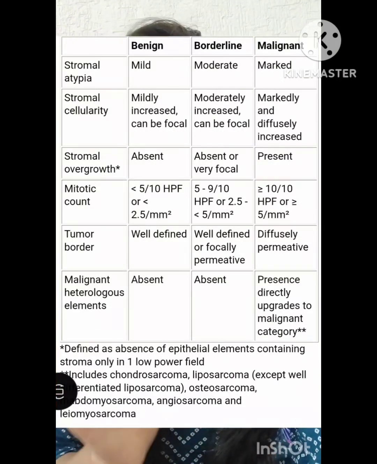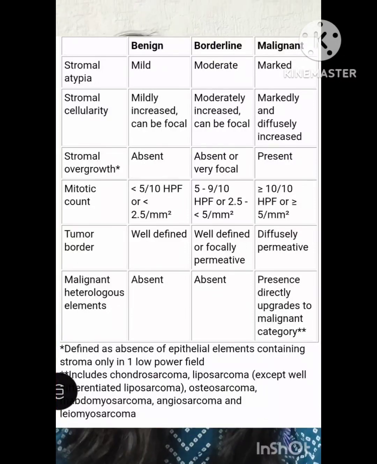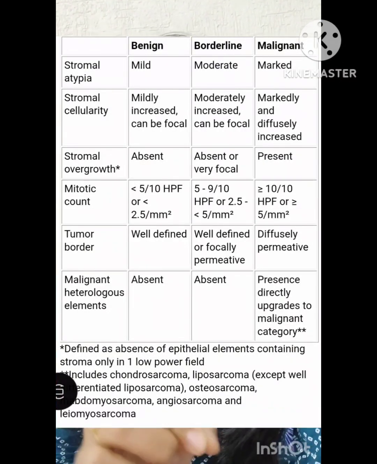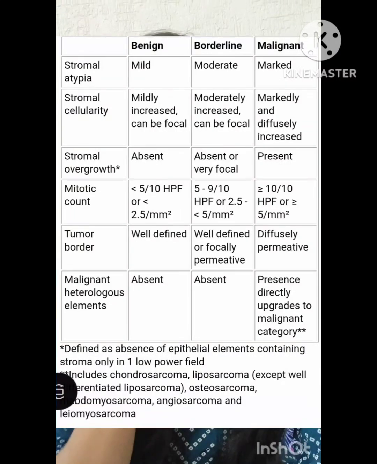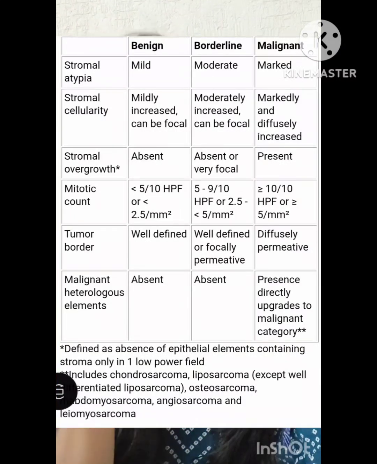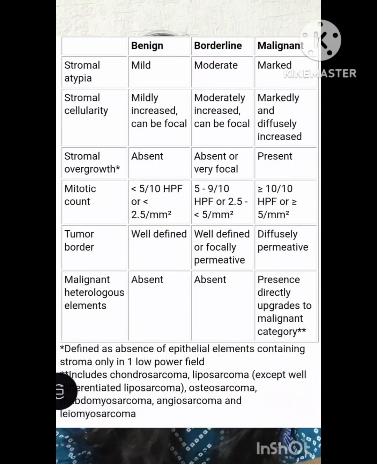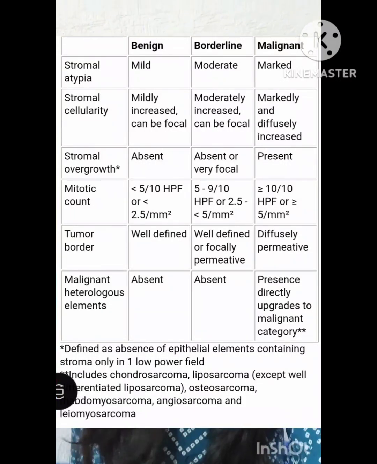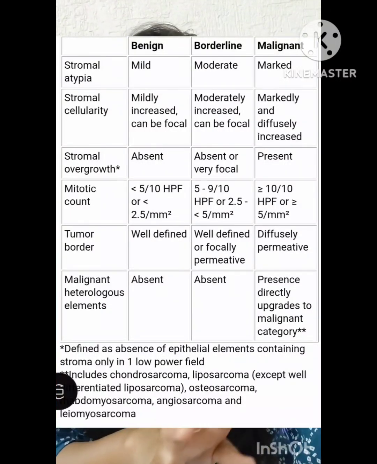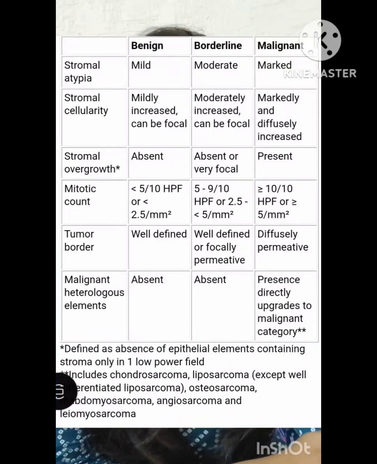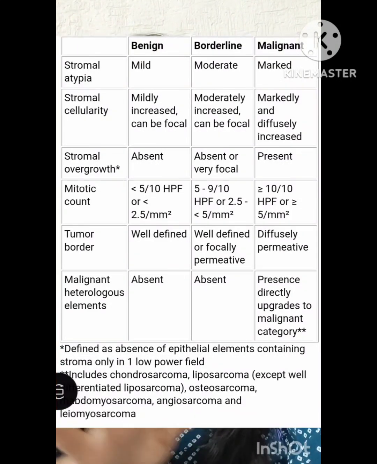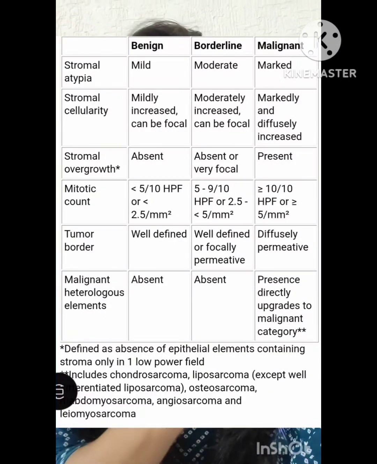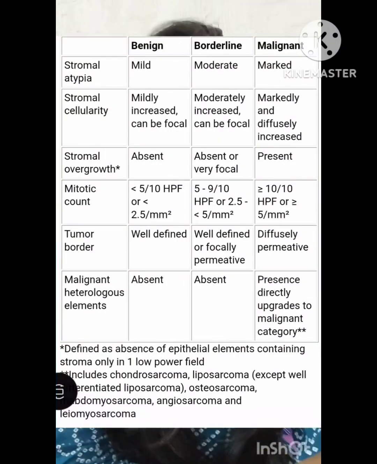What do we call heterogeneous? Any component other than breast tissue that is also malignant is a heterogeneous malignant component. If it is present, then we have to mark it as malignant. In benign and borderline, it will be absent. If we see a heterogeneous malignant component, then it will be malignant. The remaining points are not necessary; if a heterogeneous malignant component is present, then we have to give it as malignant phylloid.